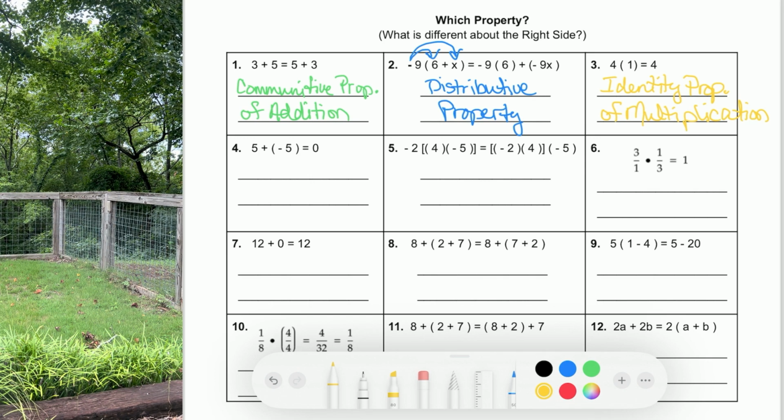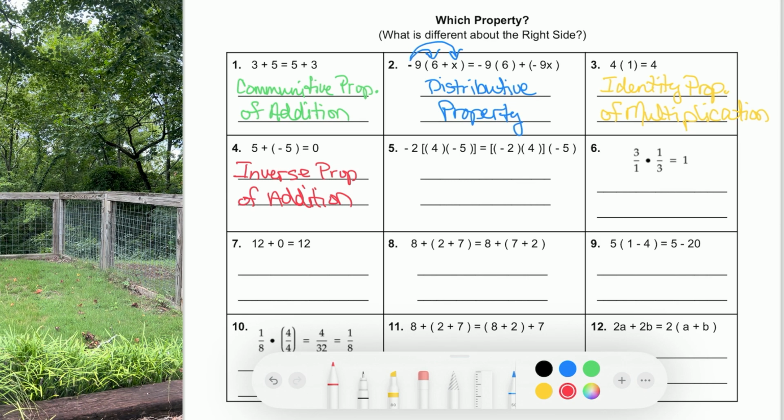All right, number 4, we have 5 plus -5, which results in a 0 on the right-hand side. So basically the 5 and the -5 canceled each other out. So remember we talked about in the inverse property of addition, to cancel out numbers, you add its opposite basically. So inverse property of addition, because the goal is to get 0.